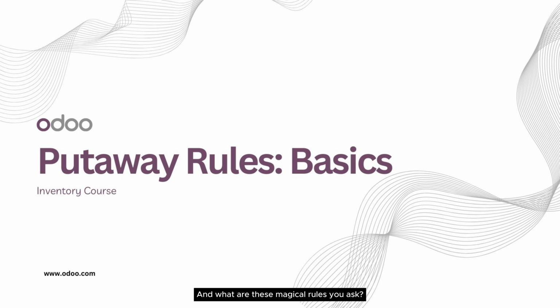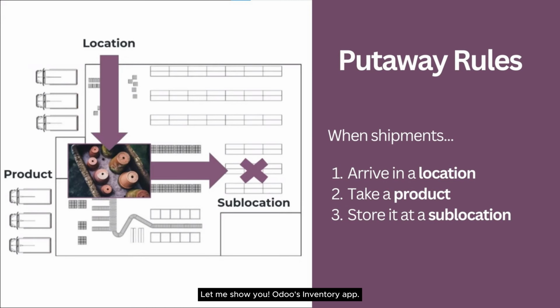And what are these magical rules, you ask? Let me show you. In Odoo's Inventory app, I can set up put-away rules that tell me three things: an initial arrival location where incoming products are received, the product itself, and the sub-location to store the product. It's basically Odoo's way of telling me, take the shipment and then put it somewhere specific.